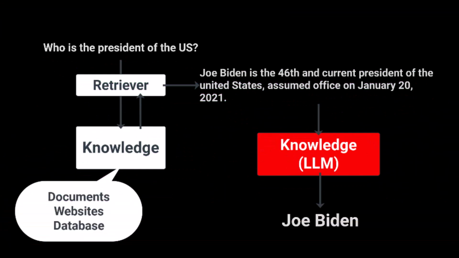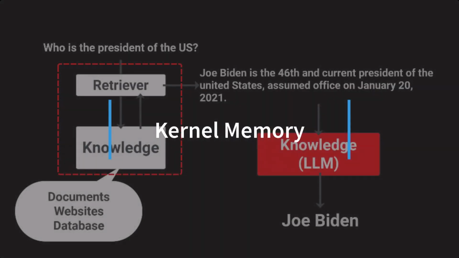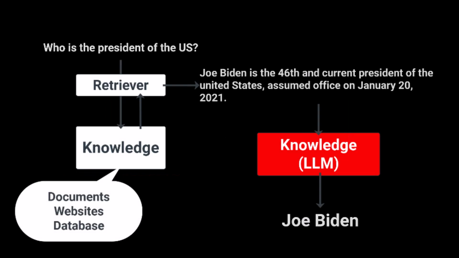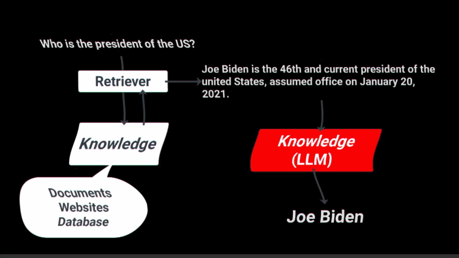This section of the image labeled retriever and knowledge represents the process of accessing and utilizing a knowledge base to answer the user's question. In this context, we can use Kernel Memory, a Microsoft open source library, to handle this process. Kernel Memory allows us to store and retrieve information effectively, acting as a retriever in this scenario. By converting documents or websites into text and importing that text into Kernel Memory, we create a searchable knowledge base. When a user asks a question, Kernel Memory retrieves the relevant information from this stored data, fulfilling the role of the retriever in the image.